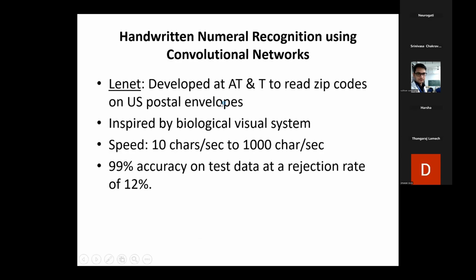One more example of this kind is our famous convolutional neural network. The convolutional network was actually first proposed in the late 90s. It was proposed by LeCun and implemented at AT&T. Its aim was to read the zip codes or pin codes on US postal envelopes.